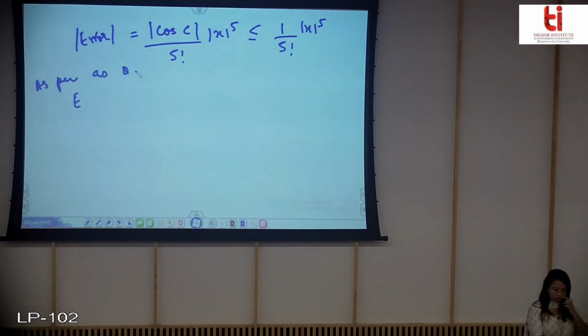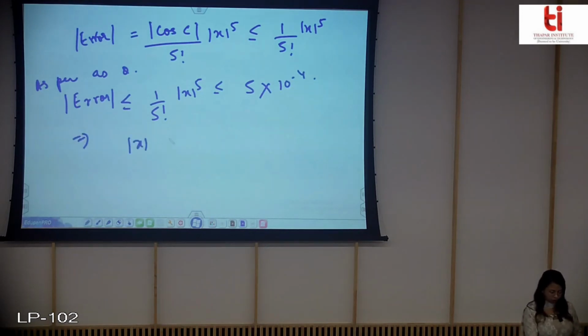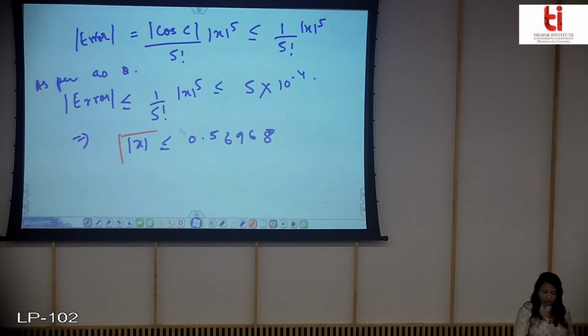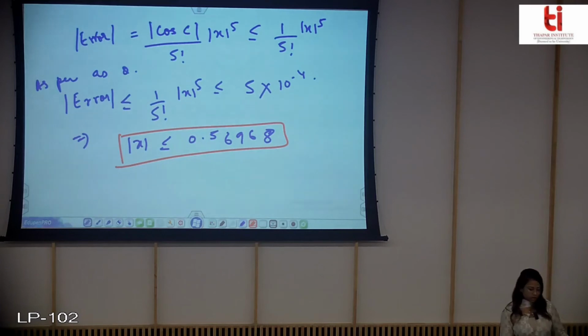as the question requires, we need the error bound to be less than or equal to 5 into 10 to the power minus 4. This implies that mod of x is less than. So again we get the same result as we get from the alternating series estimation theorem.